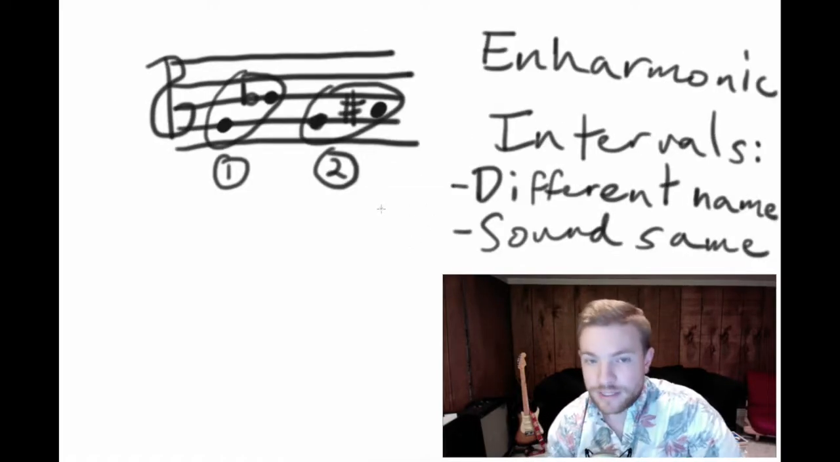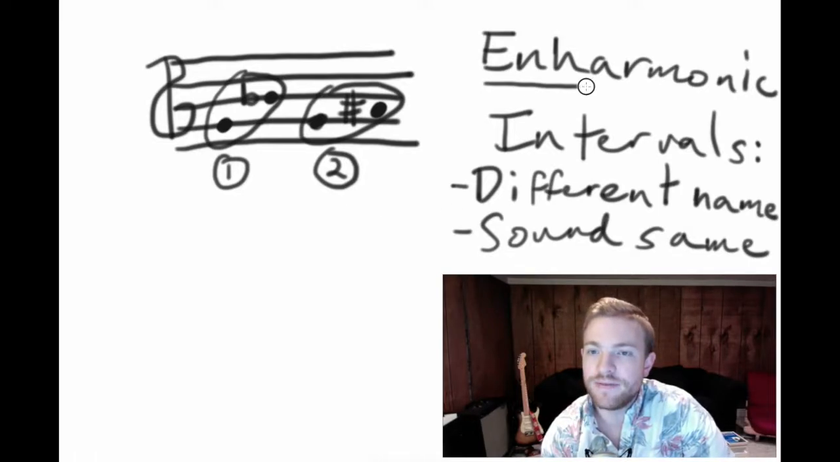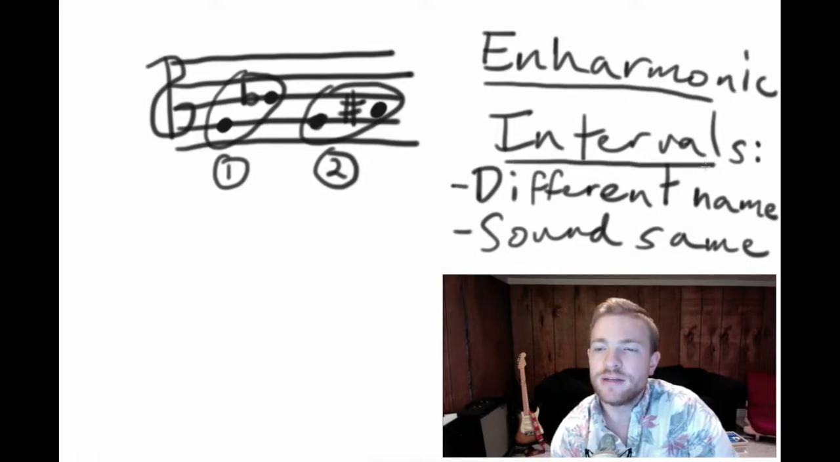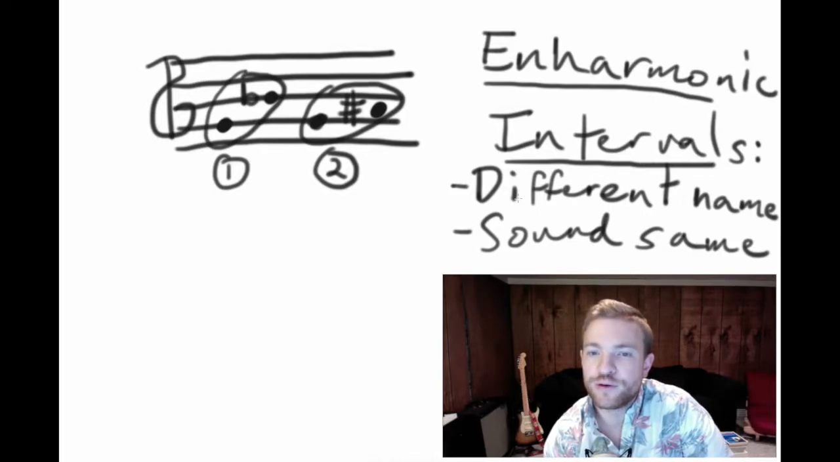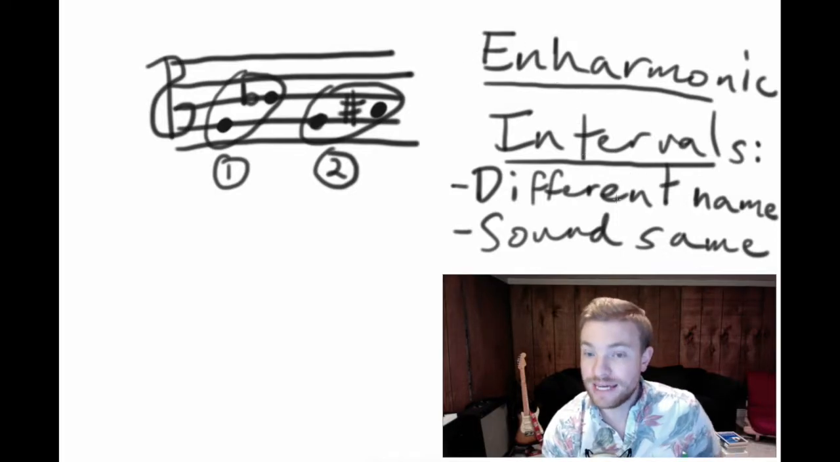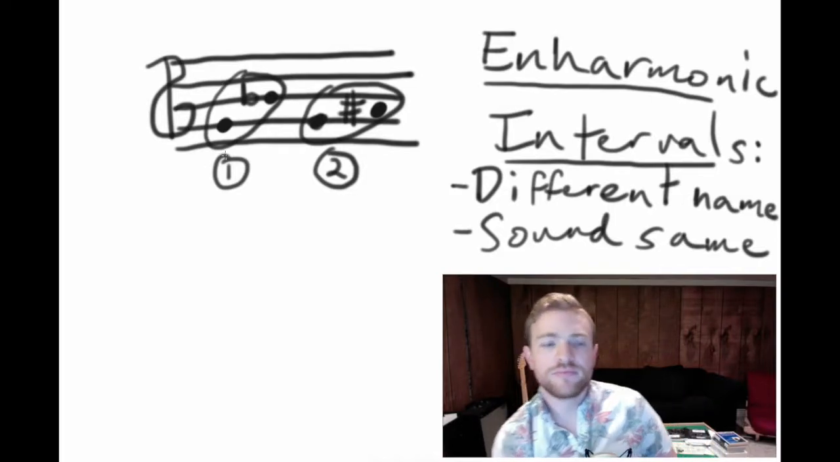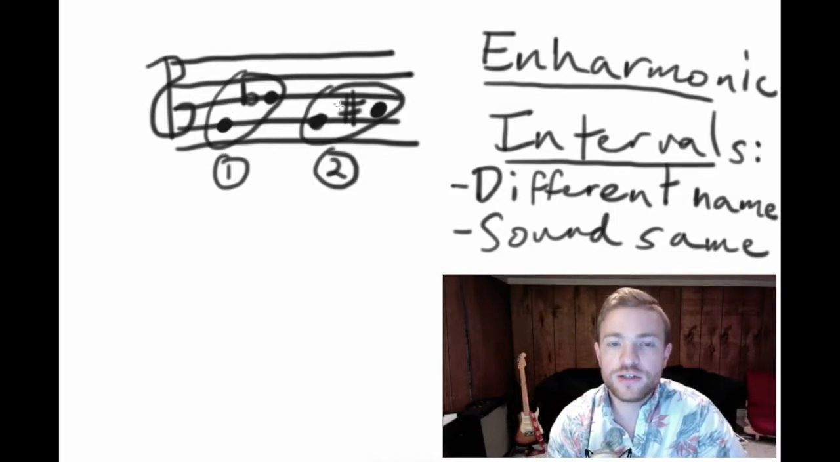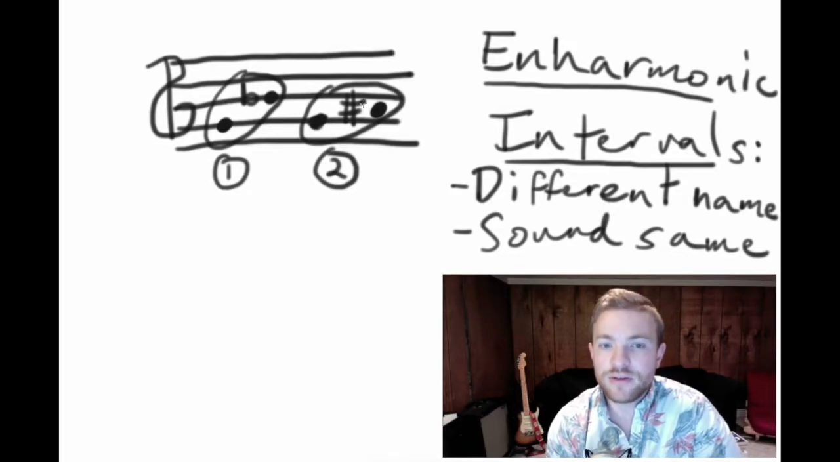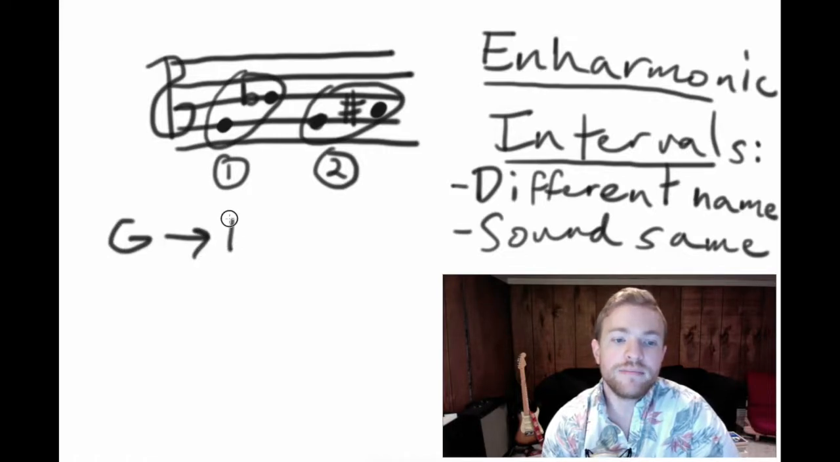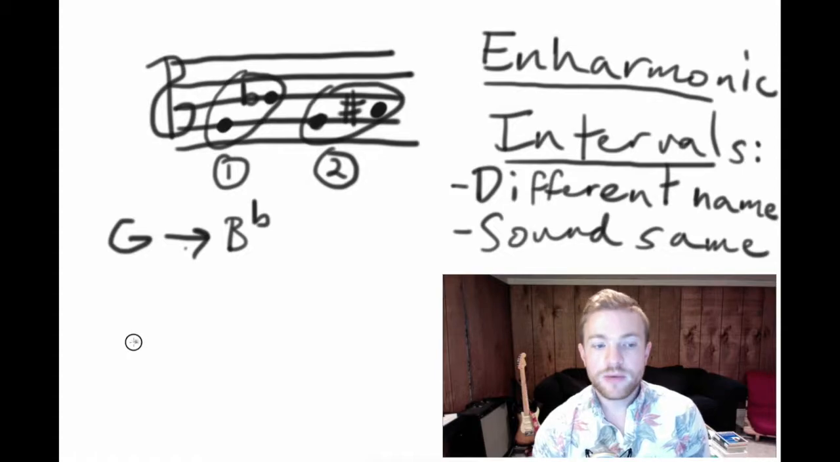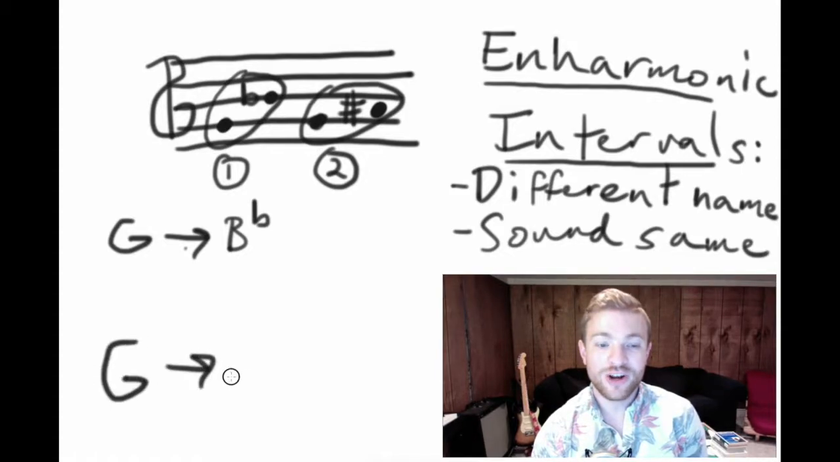All right, and finally, I want to wrap up today by talking about this idea of enharmonic intervals. And there's kind of an easy little phrase that you can remember to remind yourself what enharmonic intervals means. These are intervals that have a different name, but they sound the same. Okay? So over here, I've written two intervals that we're going to look at. And at face value, these intervals look completely different, right? So we have a G going to a B flat, and then we have a G going to an A sharp.